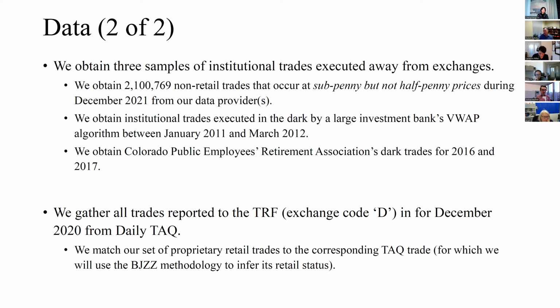Well, so in their paper, Barber and Jones say that, gee, maybe there's some institutional trades printed not at the half, maybe printed on the sub penny in the early part of the last decade. We have trades from the early part of the last decade, and we'll show that that's kind of true. And then just for another sample of trades, the pension fund dark trades in 2016 and 17. And then finally, we'll get all the trades reported to the TRF in December 2020 and match that to the retail trades. So that's kind of what's going on in the background.